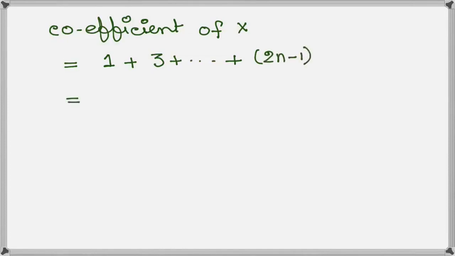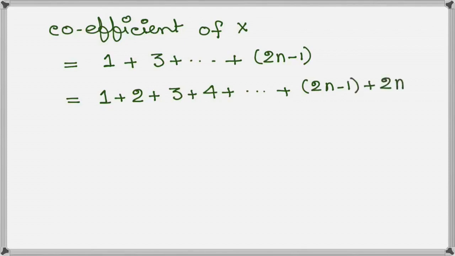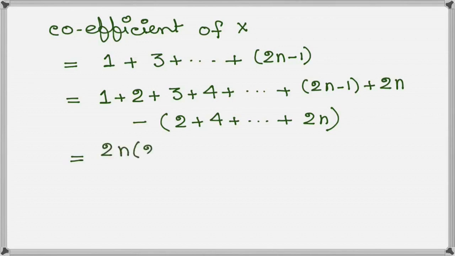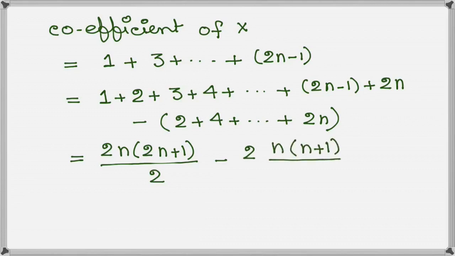Now for summing it, let us add 2 plus 4 up to 2n, and then we subtract what we have already added, 2 plus 4 plus so on and so forth up to 2n. So this is nothing but 2n into 2n plus 1 divided by 2 minus, if we take 2 out here, then this is n into n plus 1 divided by 2.